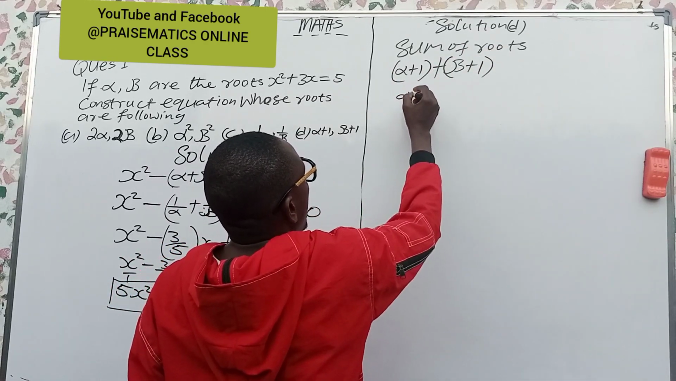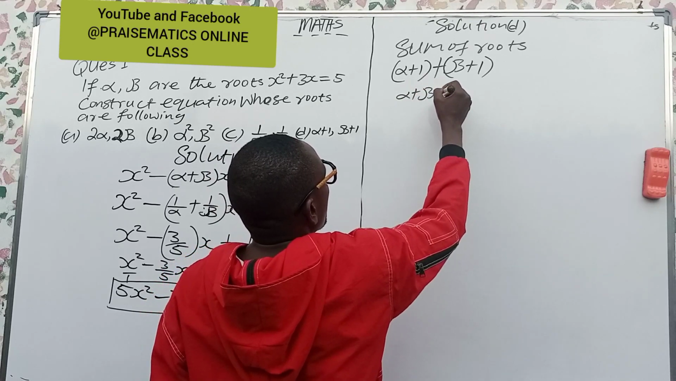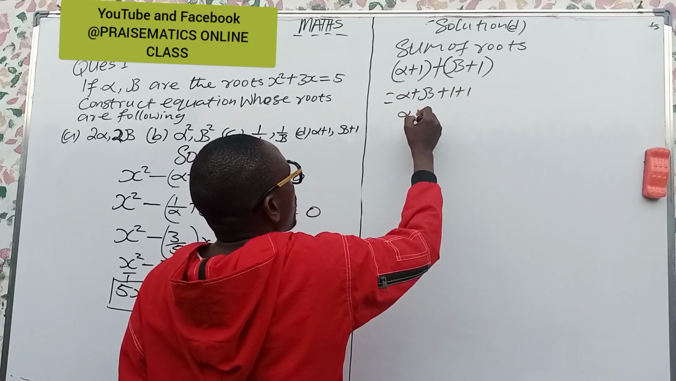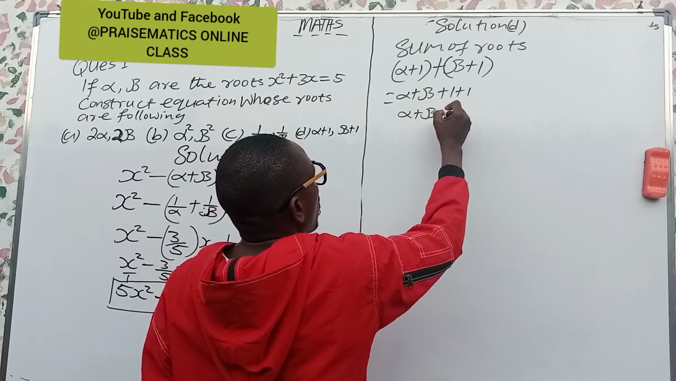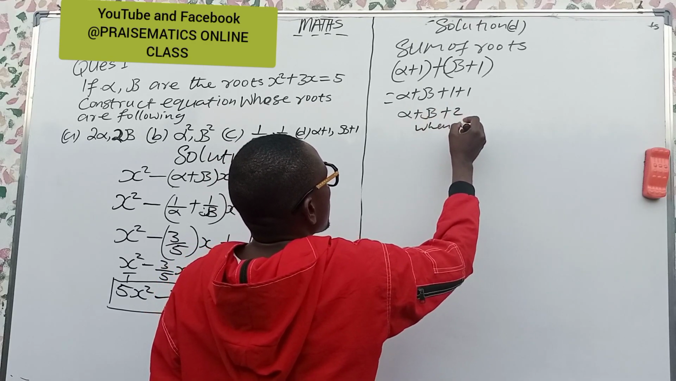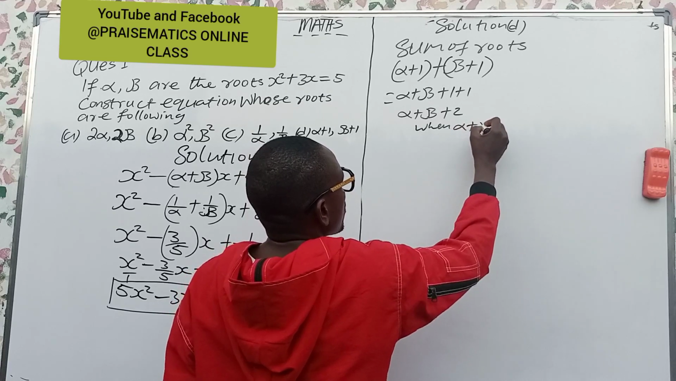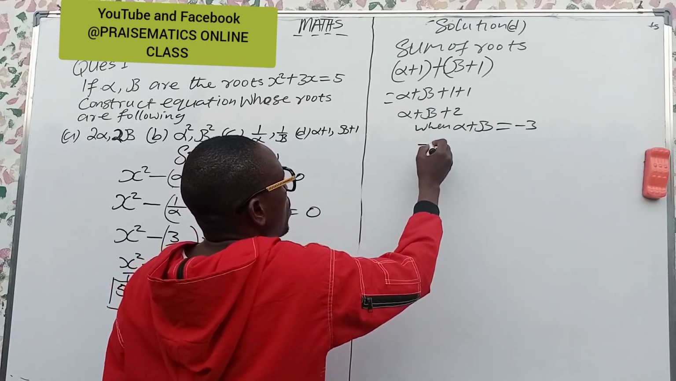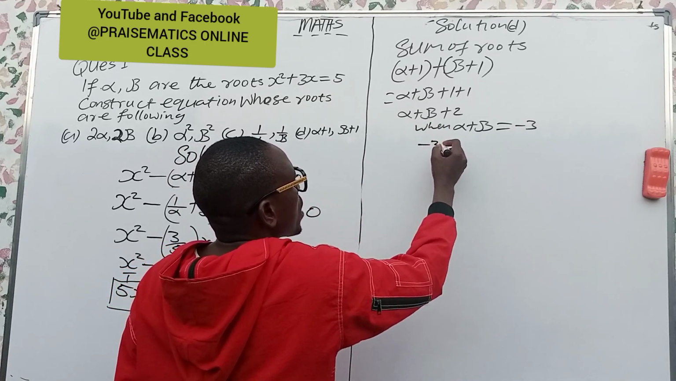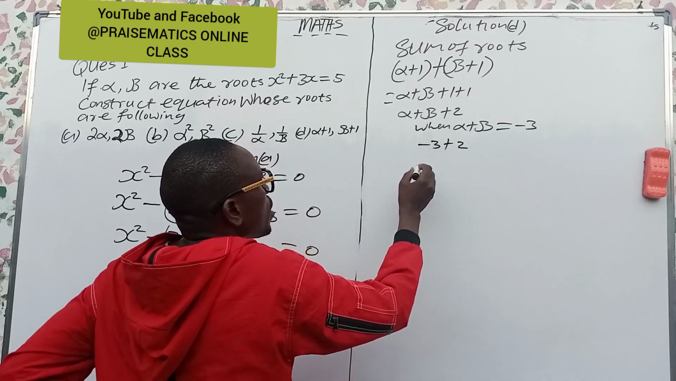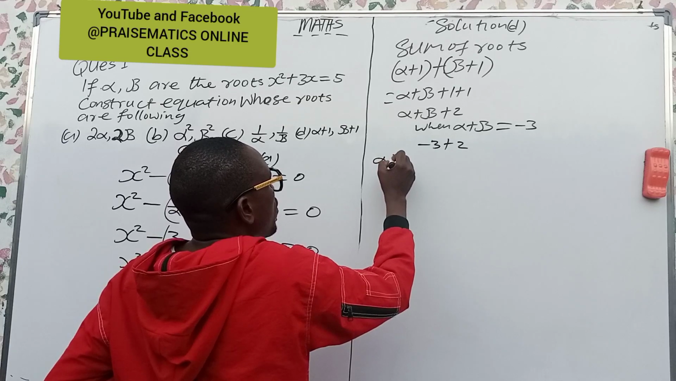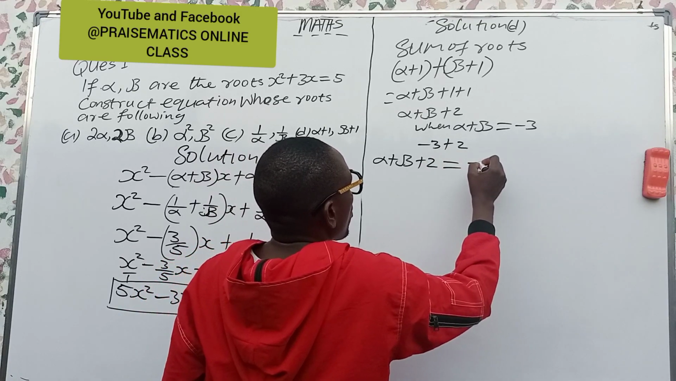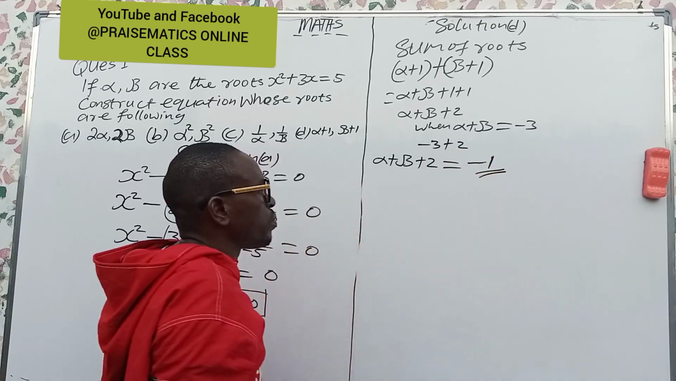We have alpha plus beta plus 1 plus 1, which will give us alpha plus beta plus 2. Alpha plus beta from the initial stage is equal to minus 3. Now what do we have? We have minus 3 plus 2. So finally, alpha plus beta plus 2 is equal to minus 1. And that is our new sum.